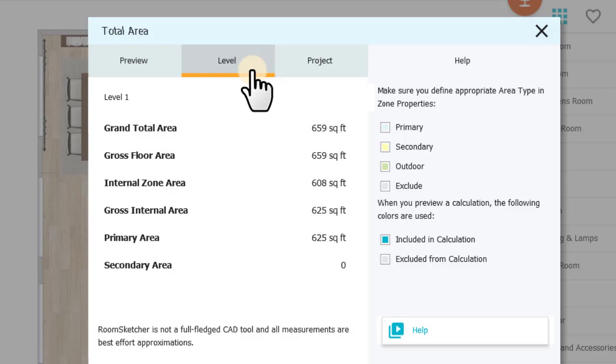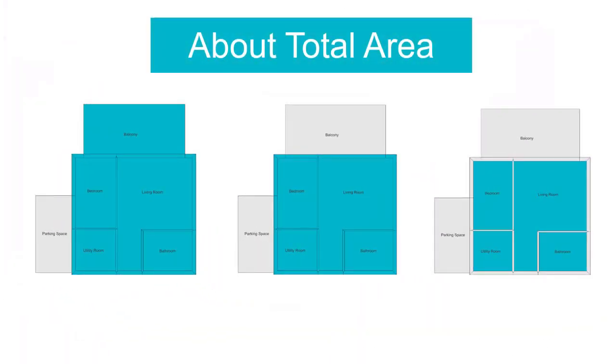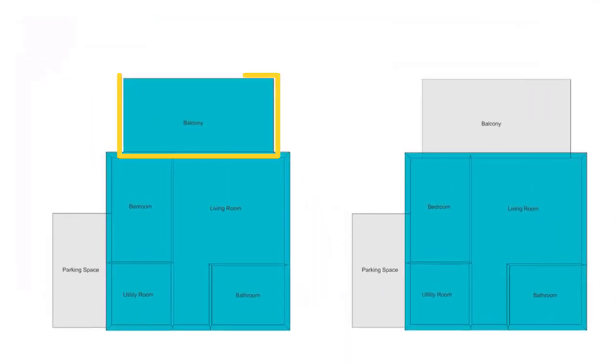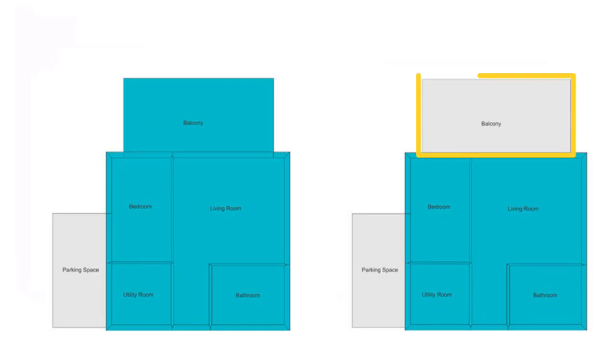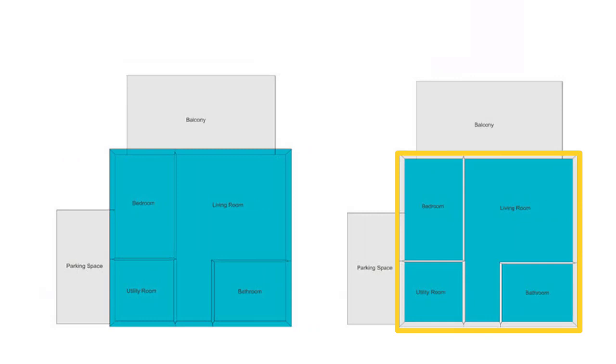Now notice that RoomSketcher is actually showing me 6 calculations. So let's learn more about total area. There are lots of different ways to calculate it depending on local practices. For example, should outdoor spaces like this balcony be included or not? Should walls be included or not?